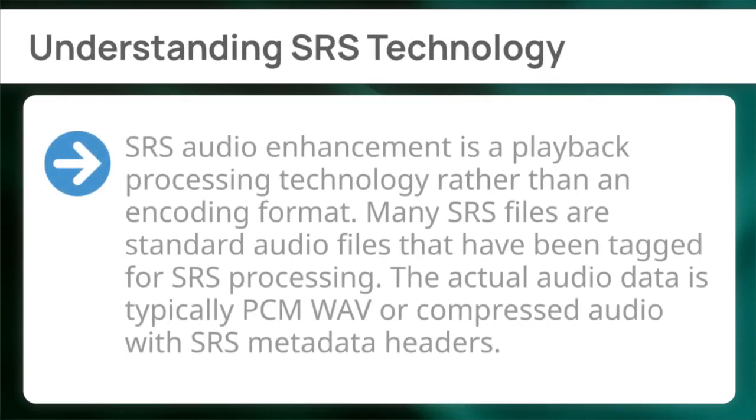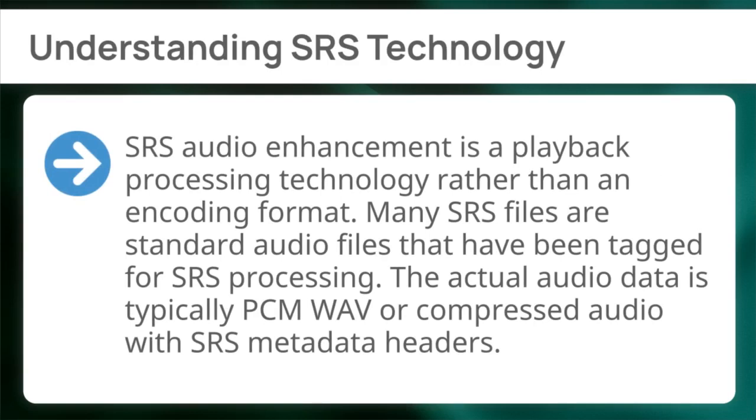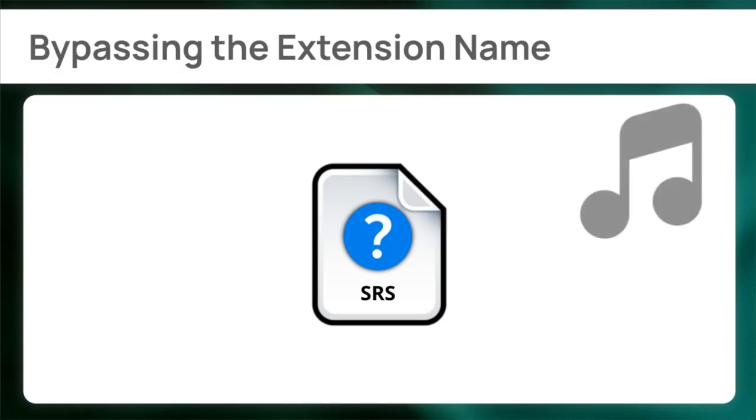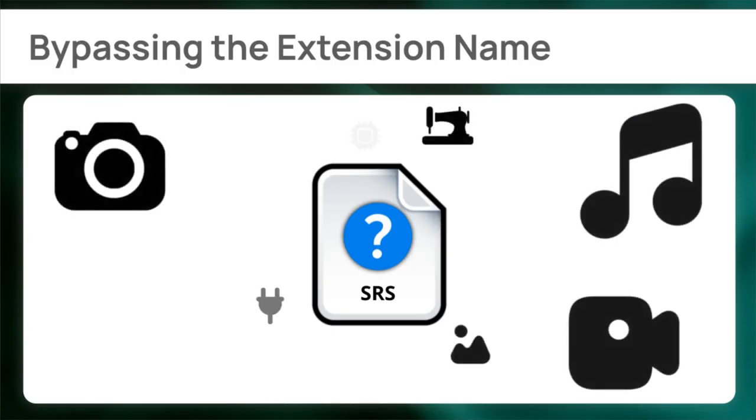Finally, understanding SRS technology. SRS audio enhancement is a playback processing technology rather than an encoding format. Many SRS files are standard audio files that have been tagged for SRS processing. The actual audio data is typically PCM WAV or compressed audio with SRS metadata headers. If compatibility checks failed, it is likely because the file extension name is shared by different developers for unrelated formats, causing your PC to use the wrong reading language.